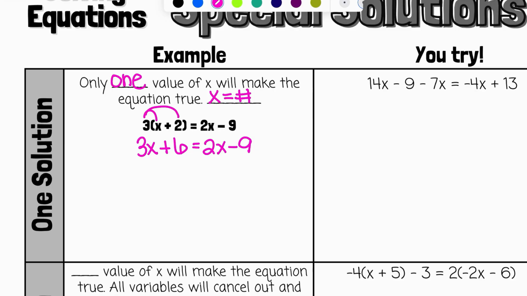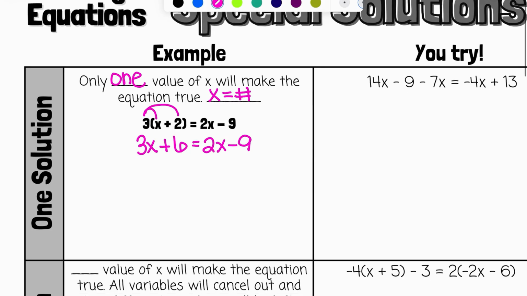I'm just going to rewrite the right side of the equation. Now in this equation, I don't have any like terms on the left side of the equation, and I don't have any like terms on the right side of the equation. Remember, for them to be like terms and we can just straight up combine them with adding or subtracting, they have to be on the same side. So we look at the left side, and then separately we look at the right side. So no like terms on this one.